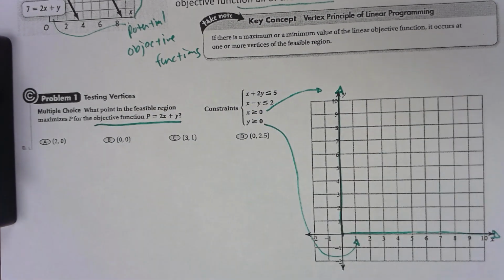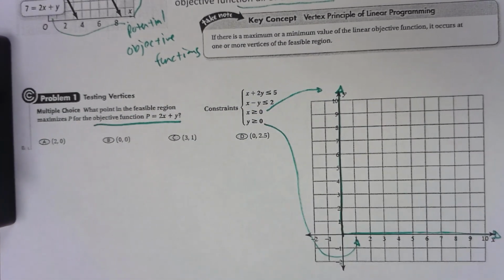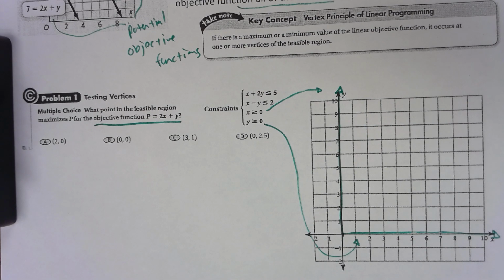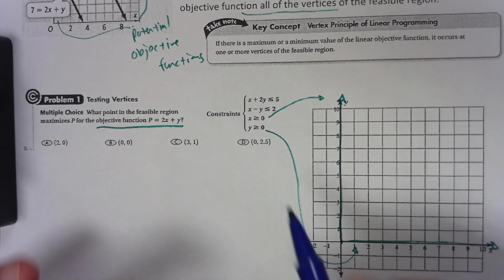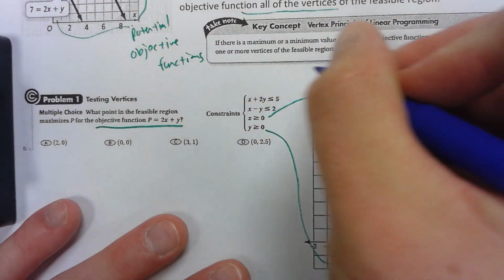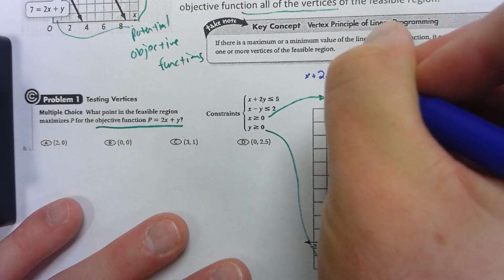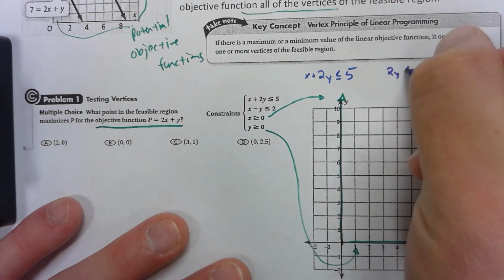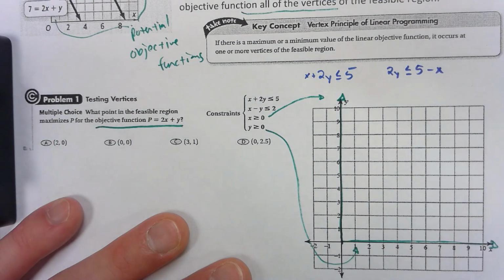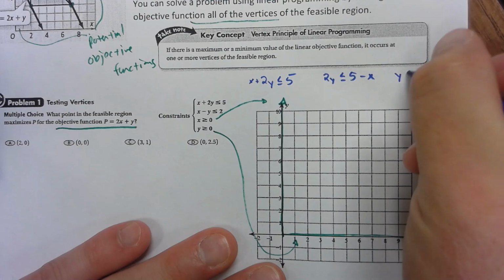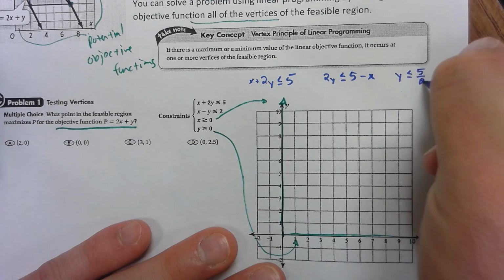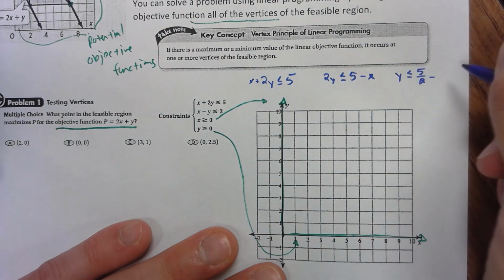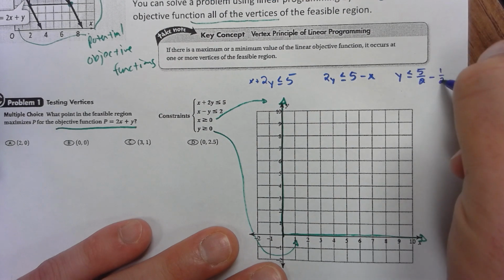Then these other two lines, again, they're not in a great form that will allow us to graph right now. We can find intercepts, or even better, get y by itself. And I'm going to do that. So the top equation is x plus 2y is less than or equal to 5. So I'm going to subtract x. So 2y is less than or equal to 5 minus x. And then divide by 2. And get that y is less than or equal to 5 halves minus 1 half x.